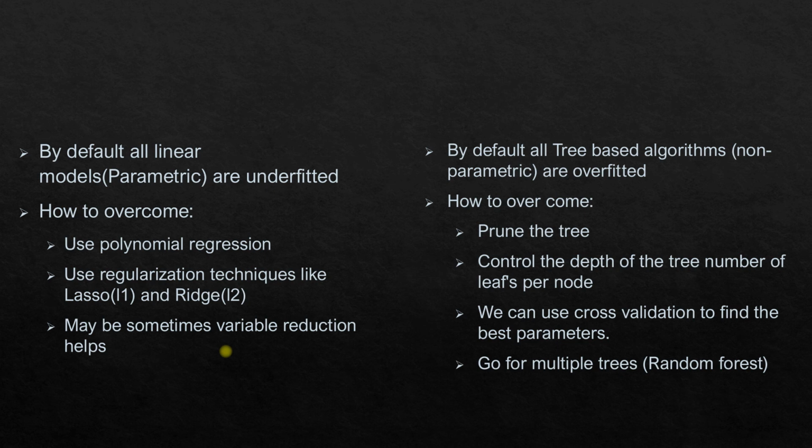We don't know the best parameters for this particular given data set, what the best depth of the tree is, or the best number of leaf nodes. So we can use cross validation to find the best parameters, or we can also go for random forest to overcome the overfitting problem in case of tree-based algorithms, right?